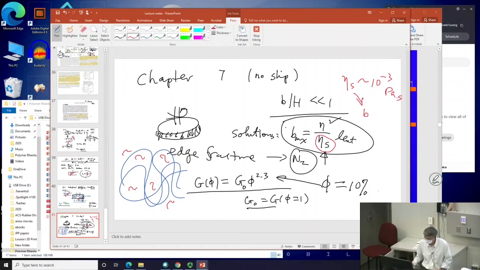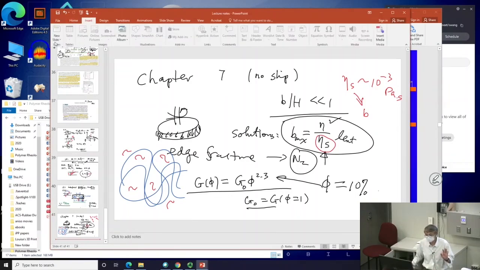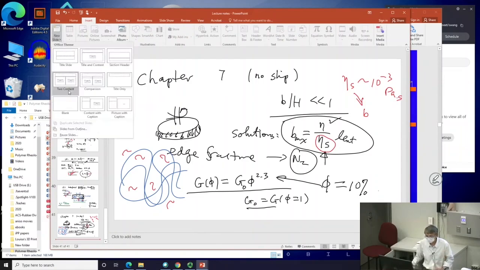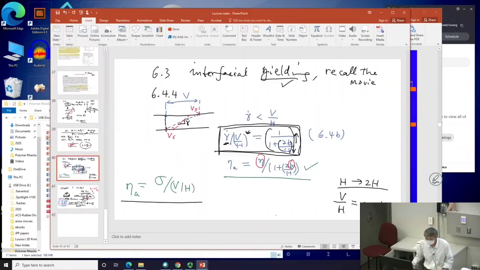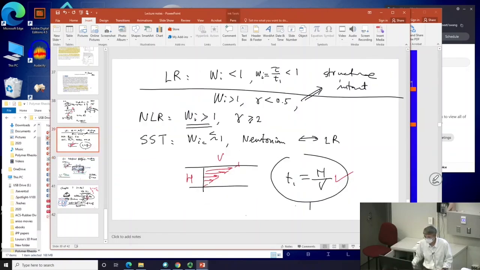So for the rest, we're going to talk about a case where you manage to take care of the effect of slip and are able to reach the nonlinear region. Nonlinear, as I already carefully defined, means that the bulk starts to be sheared strongly. Okay.